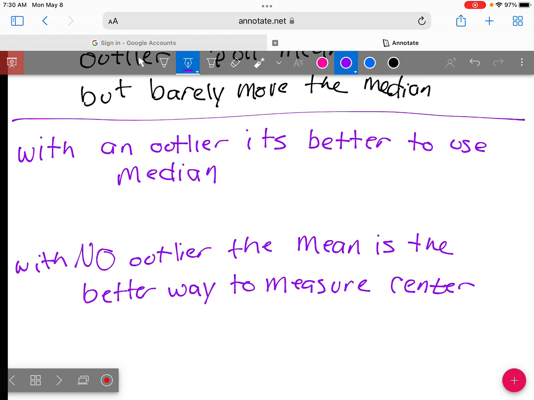And these are our measures of center. To measure center. So it's how we want to find the middle. If there's an outlier, we use the median. If there's not an outlier, we use the mean. That's all it is. If there's an outlier, use the median. No outlier, mean. All it is, where is that center point?